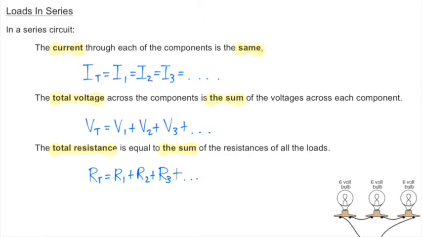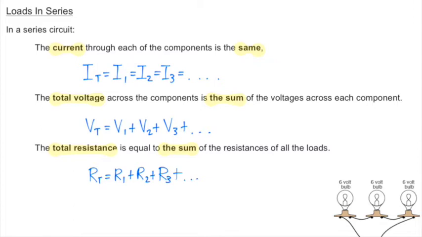For voltage, the total voltage is equal to the sum of the individual voltages. So if you know the individual voltages, you can add them up to find the total. For resistance, it's similar to voltage. So if you know the individual resistances, you can find the total resistance.